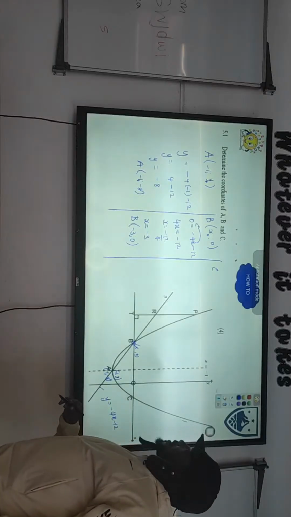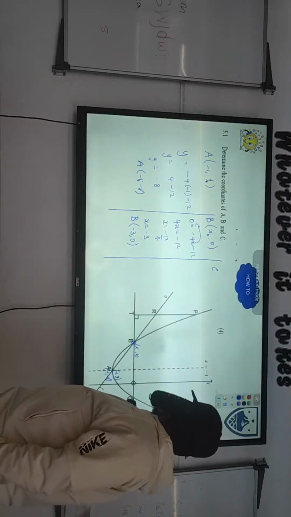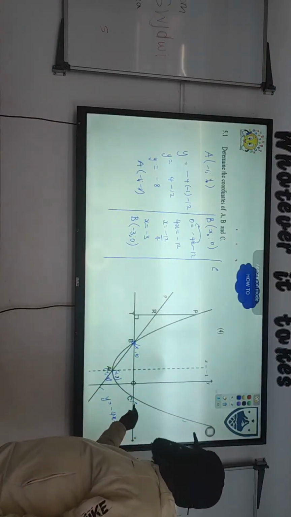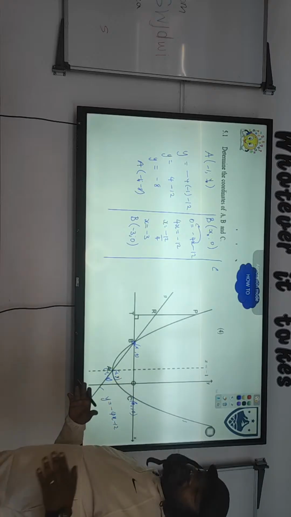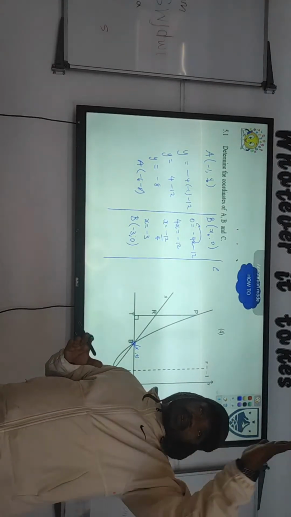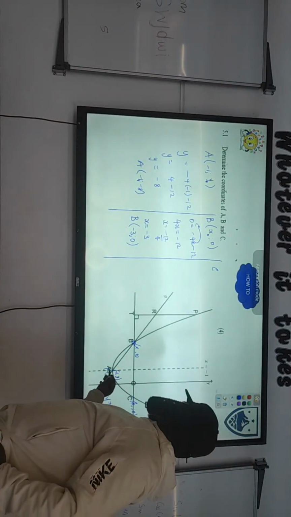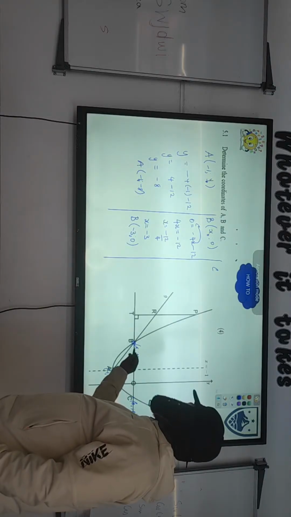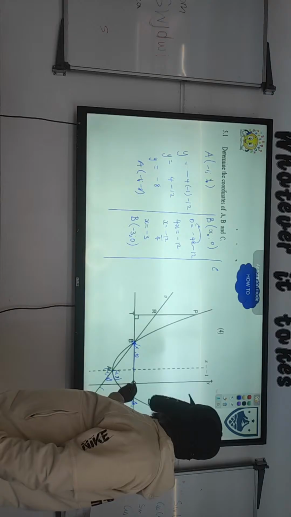We can use the turning point format to do that, but the easiest way is this. For C, you just need x of c, and y is equal to 0. The line of symmetry divides a parabola into two equal parts passing through the turning point. So it means the distance from here to here must be equal to the distance from that side to that side.